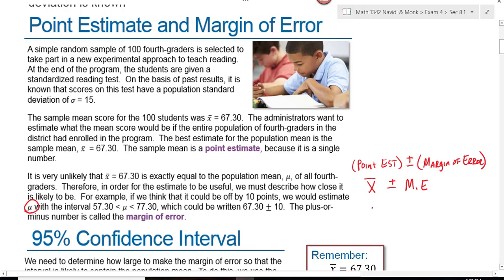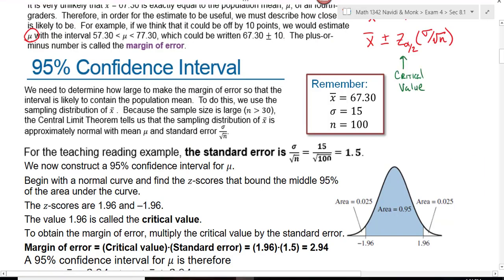What you're going to see tonight is that that margin of error is going to be some critical value times the standard error, which is the population standard deviation divided by the square root of n. This was our standard error or our standard deviation from the central limit theorem. This critical value is determined by what your confidence level is. So for a 95% confidence interval, we need to determine how large to make the margin of error so that the interval is likely to contain the population mean.